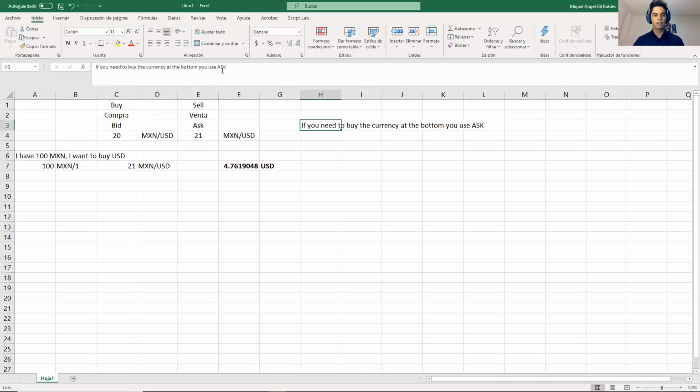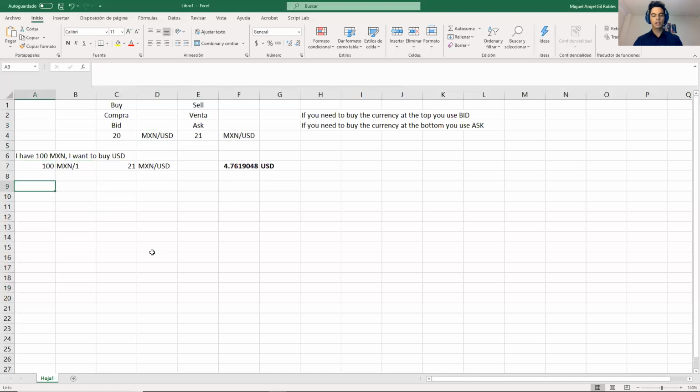And the same thing, but if you want to use the currency on top, on the numerator, at the top, you use bid. Okay, so in here, what did I want to buy? I wanted to buy the currency at the bottom. That's why I used ask.